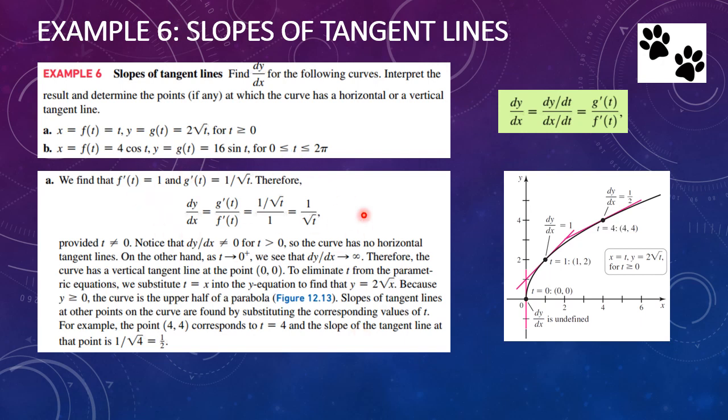If we know that the derivative is 1 over the square root of t, then what is the derivative at (4, 4)? Well, since x equals t, then we plug in the 4 and we get 1 over the square root of 4, or 1/2. Pretty straightforward using the formula from the definition that we saw before.